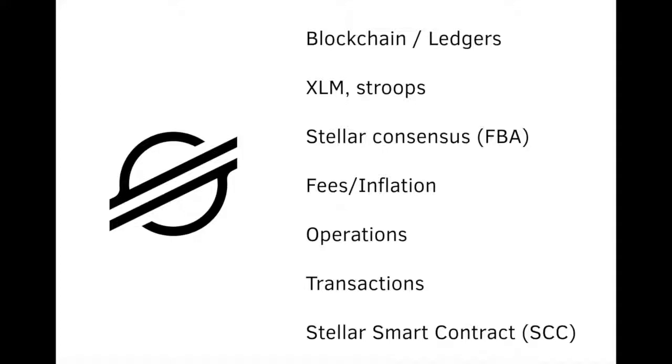The consensus is very different from what you might know from Bitcoin or Ethereum. It's called the Federated Byzantine Agreement. The principle is that you have some sort of quorums between different networks of nodes. And when all the networks agree on a given course of action, then it is added to the ledger.